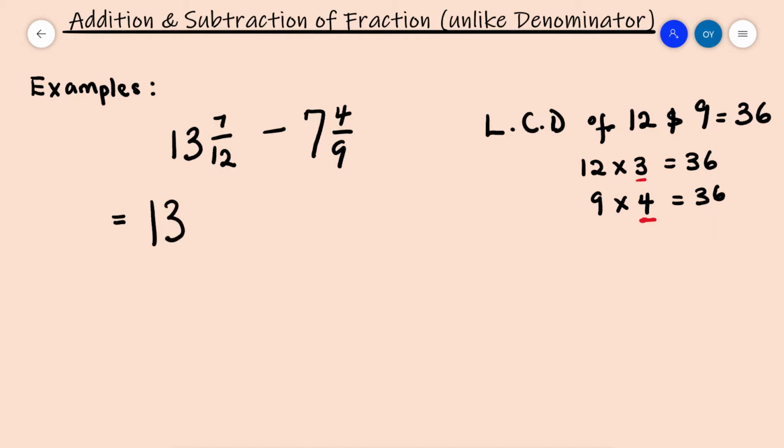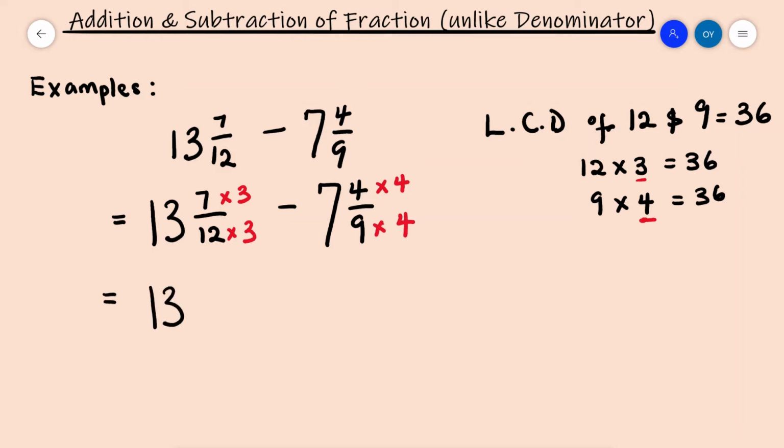So we have 13, 7 over 12 multiplied by 3, minus 7, 4 over 9 multiplied by 4. So we have our new mixed number to be 13, 21 over 36 minus 7, 16 over 36.